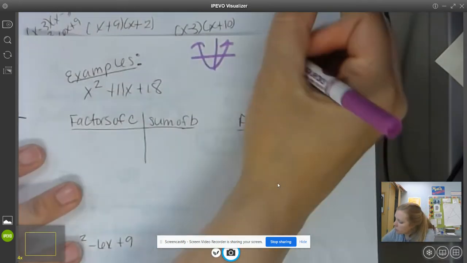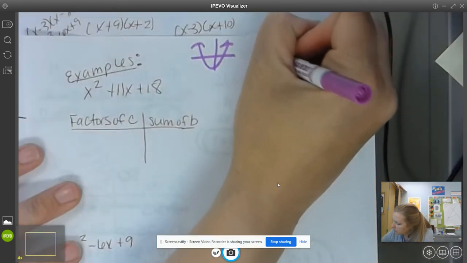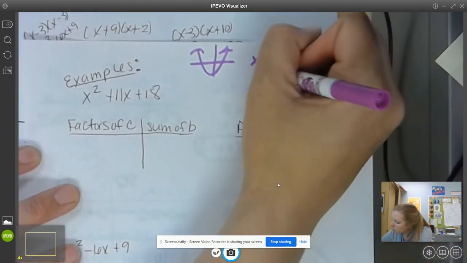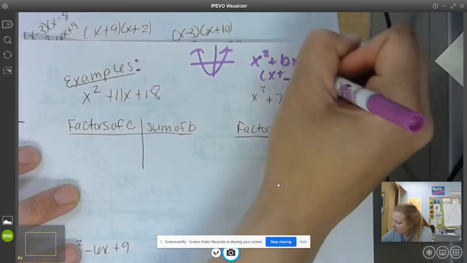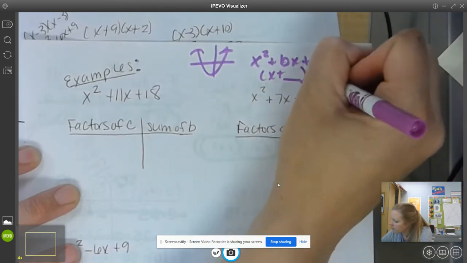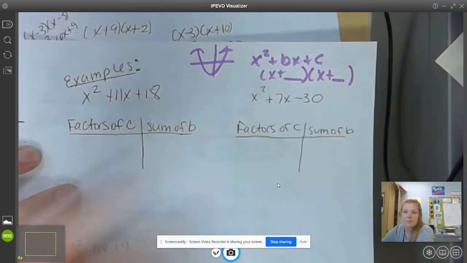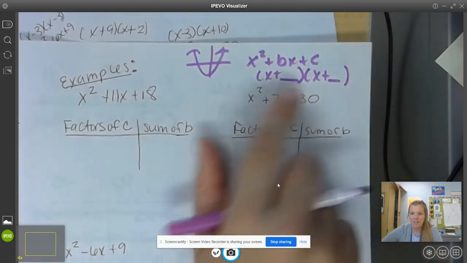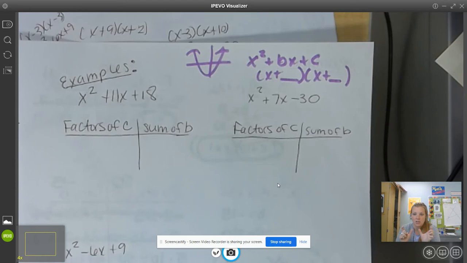So just as a review, we're working on problems like this, x² plus bx plus c. And we are trying to rewrite them so that they say x plus something times x plus something. Like this is what the factored form is. Factored means we're writing it as the product of two things. And so the first thing you have to be able to do is identify b and c.